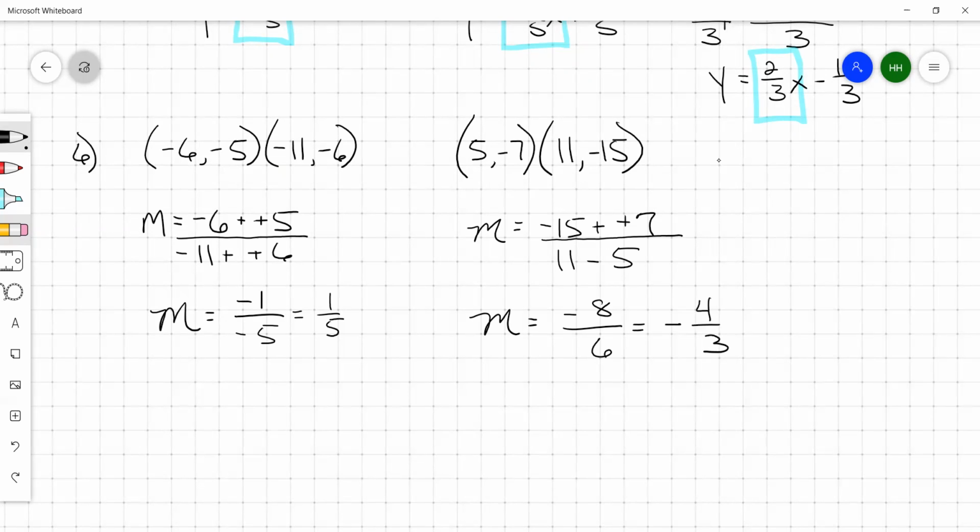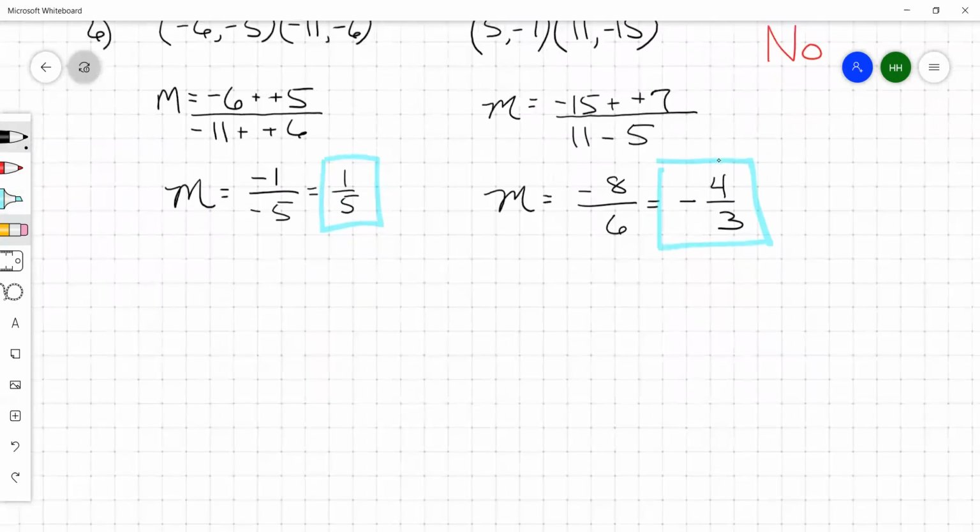So are the lines perpendicular? Here's your two slopes. Here's one slope, here's the other slope. The slopes are not negative reciprocals, so the lines are not perpendicular, so that's a no. And then number 7 has the same question. Are the lines perpendicular?